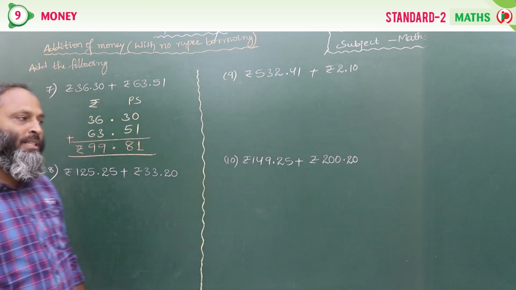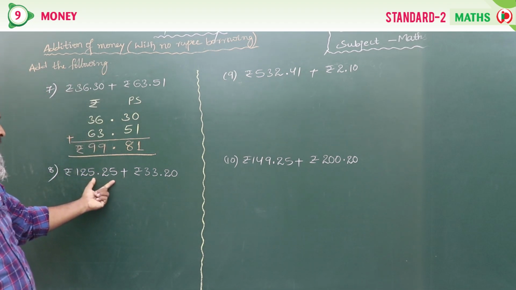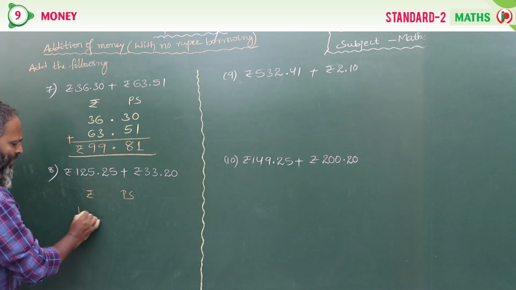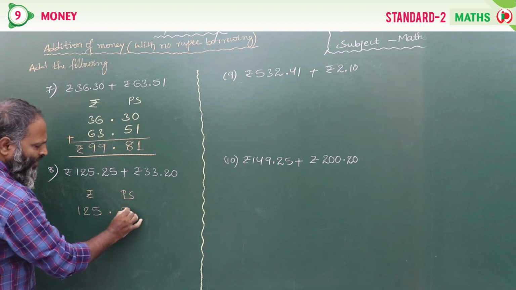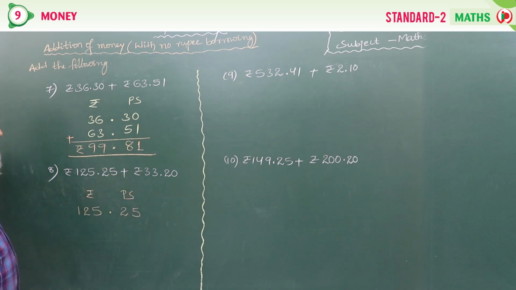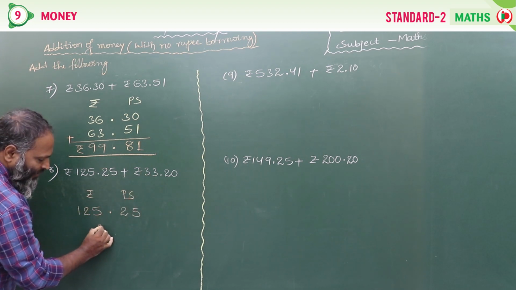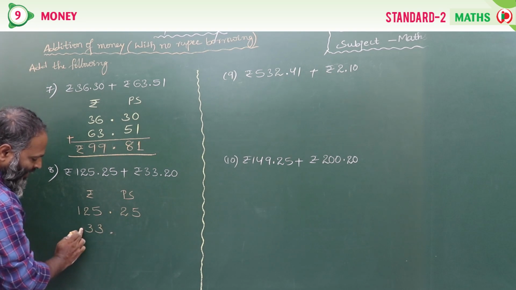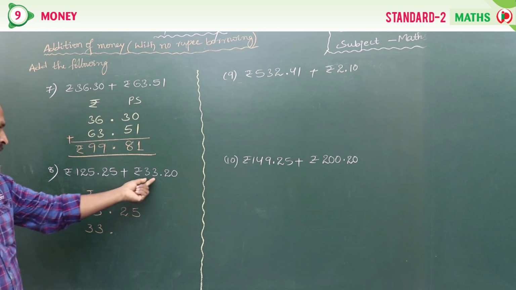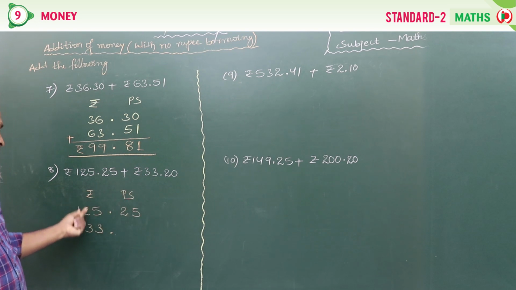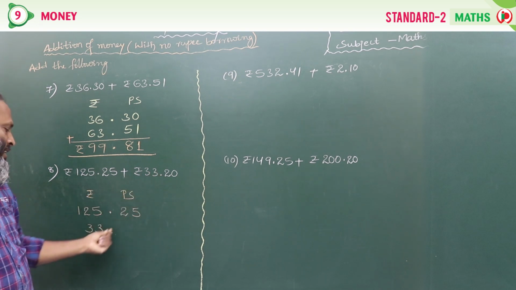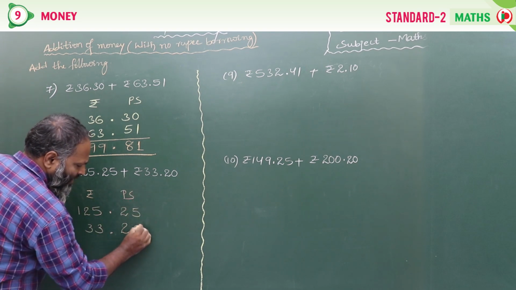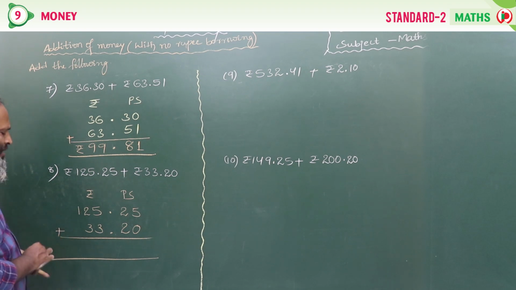Then after that, 125 rupees 25 paisa plus 33 rupees 20 paisa. Now take rupees here and paisa here. 125 rupees, then after that decimal, 25 in paisa place. Then 33 rupees. Here only a two-digit number is there. These three we should write in ones place of our rupees and these three in tens place of our rupees. Don't take 33 in tens place and hundreds place. The first 3 is in ones place of the rupees, the second in tens place. Then after that 20 paisa. We should write like this. This is the proper method.